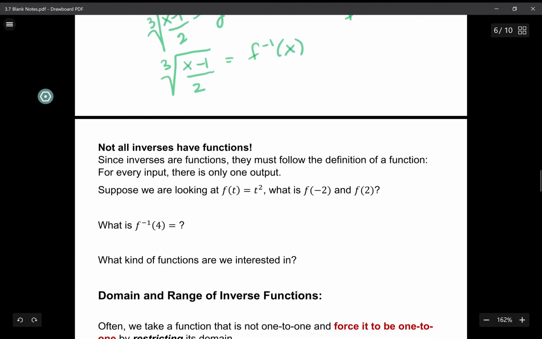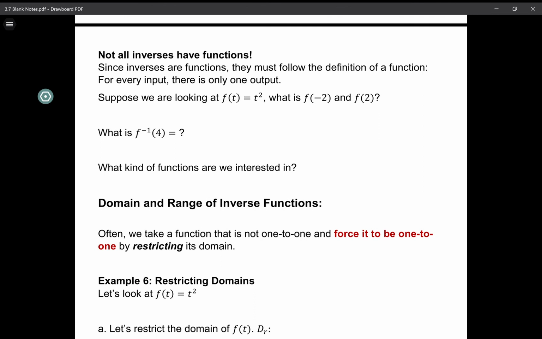All right, let's think about this for a second. Now, one thing it's important to notice is that not all functions have inverses, and not all inverses have functions. So let's look at an example of one that doesn't have an inverse.